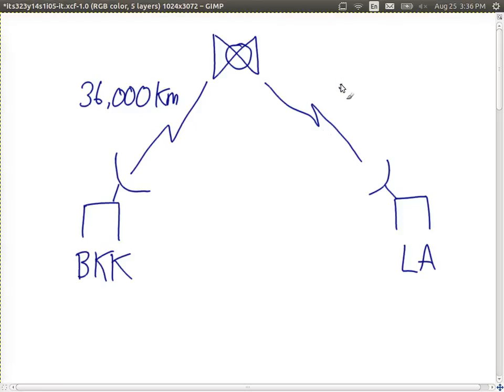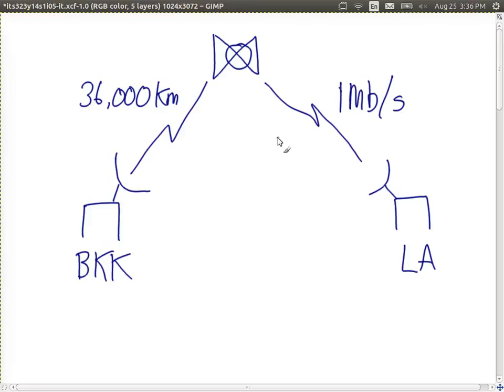Yeah, let's keep it simple, 1 megabit per second. That's both links. We in fact have two links in this communication system, the uplink to the satellite and the downlink from the satellite to the receiving ground station. So we send our data up to the satellite, it may process the data, and then sends it down to the ground station in LA.